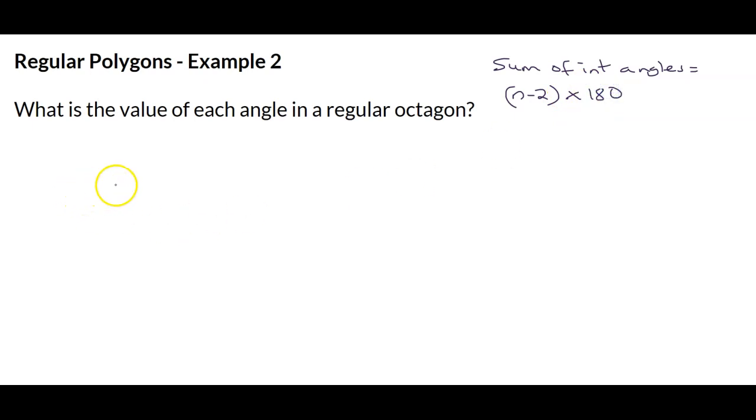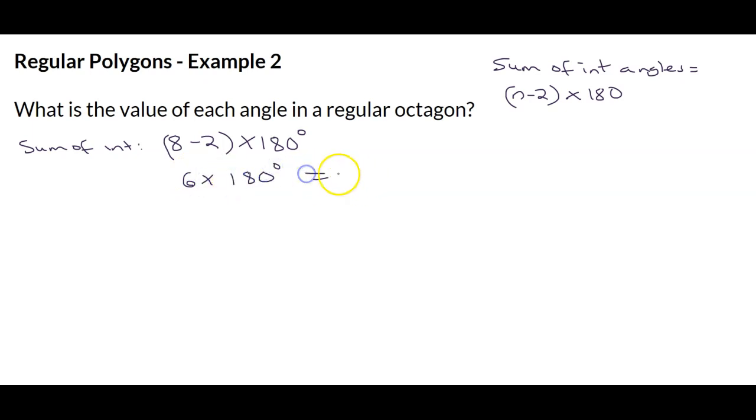So the sum of interior angles here is going to be 8. An octagon has 8 sides, 8 minus 2, and we multiply that by 180 degrees. So this is going to be 6 multiplied by 180 degrees, which is going to give us 1080 degrees.